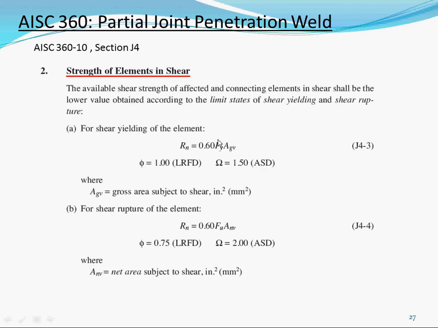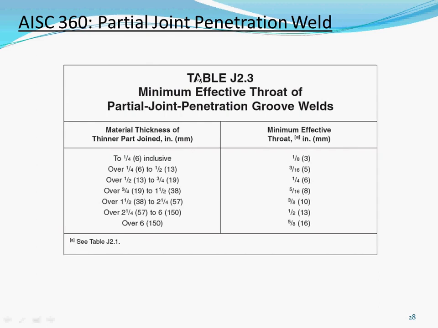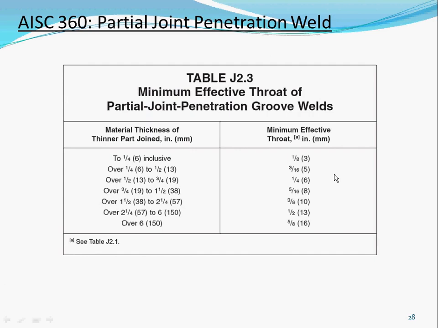So the effective area and the shear. Okay, so ANV is the net area, AGV is the gross area. You have to check all these for your partial penetration. In addition, they give you a minimum effective throat that you have to use.